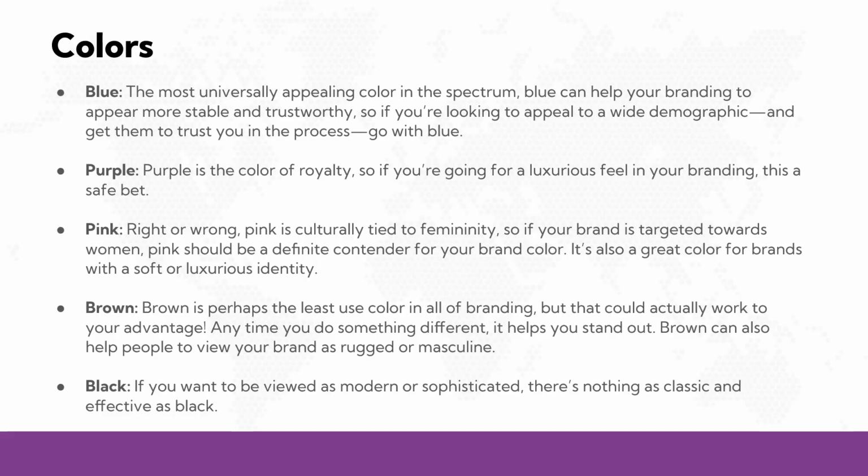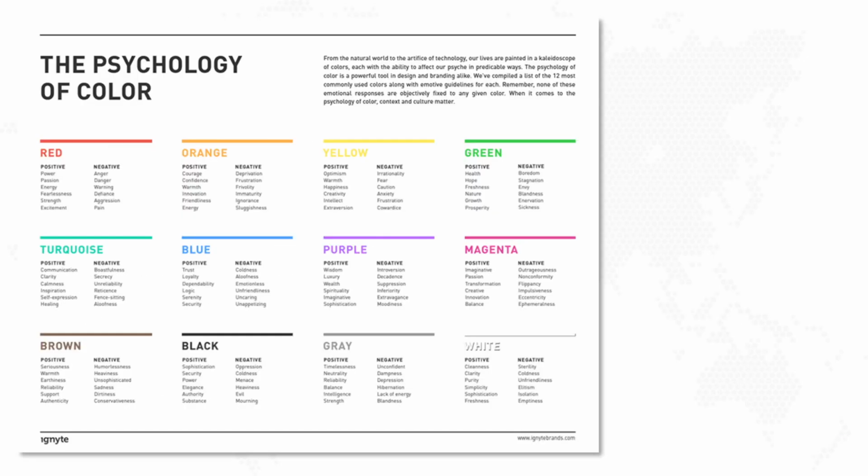We have brown, which is the least used color. So if you want to stand out, you can use brown because it's least used, even though it doesn't shout. If you want to appear masculine and rugged, you can use brown. Black, if you want to be viewed as modern and sophisticated, there is nothing as classic and as effective as black. So basically, this is a chart that shows the psychology of color in both the positive and the negative.